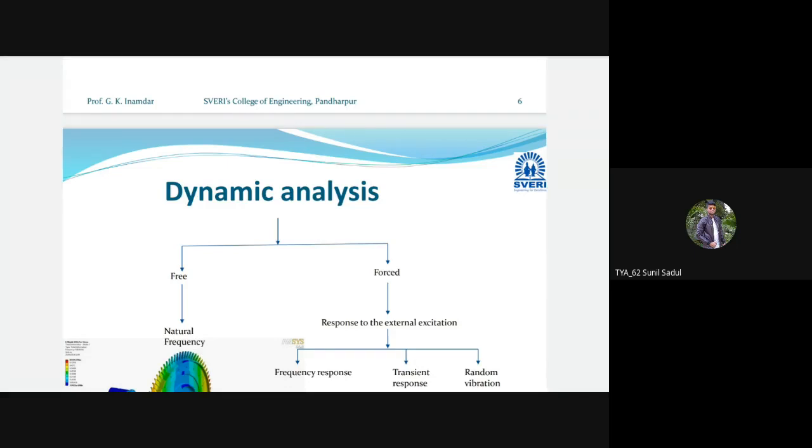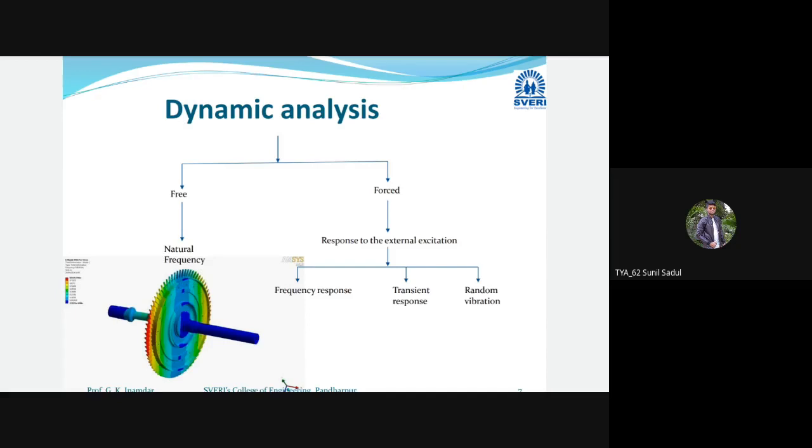So for the dynamic analysis, different types: pre-analysis, force, flow, vibrations, natural frequency. Whatever, the very interesting part is there.